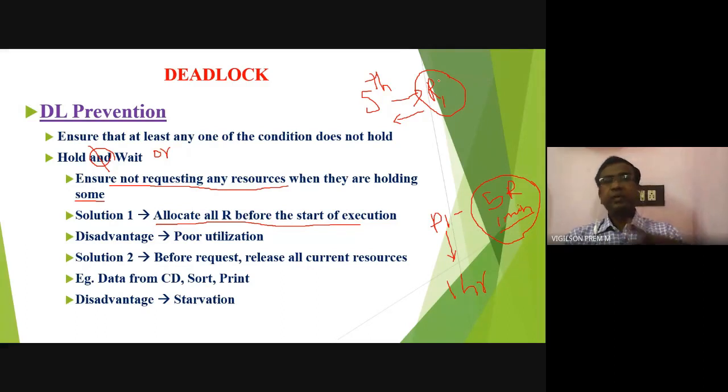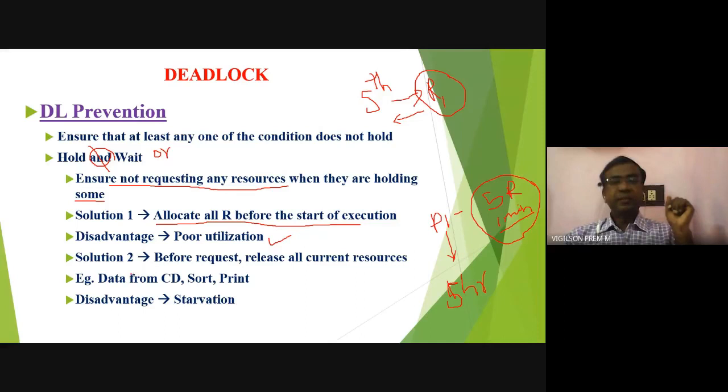But here you see, no other process will use them. Instead of 1 hour, if it takes 5 hours, or 4 hours 55 minutes, these 5 resources will not be allocated to any other process. That is poor utilization of resources.